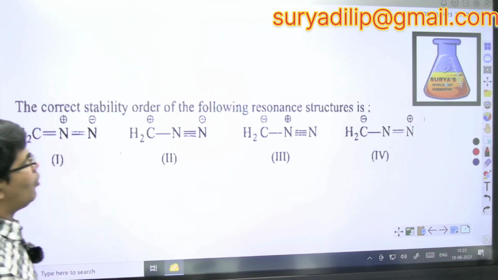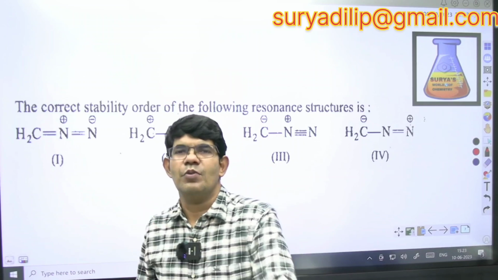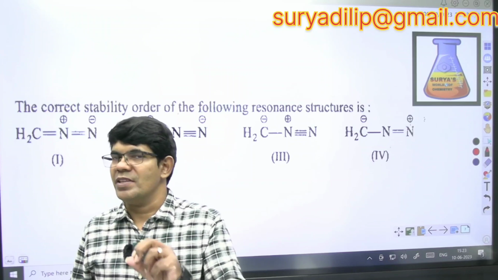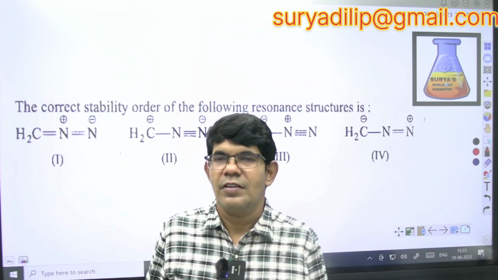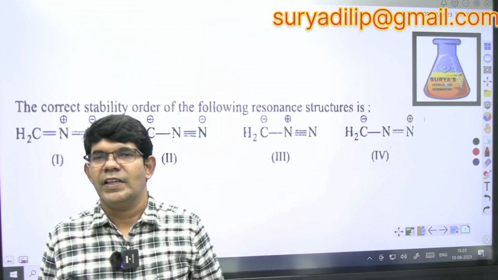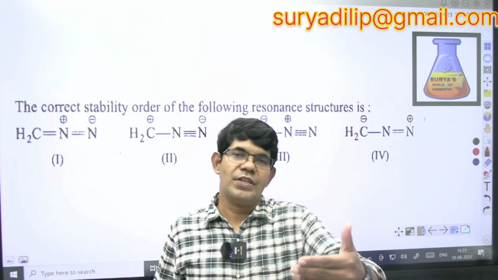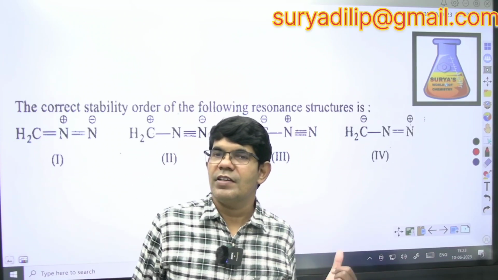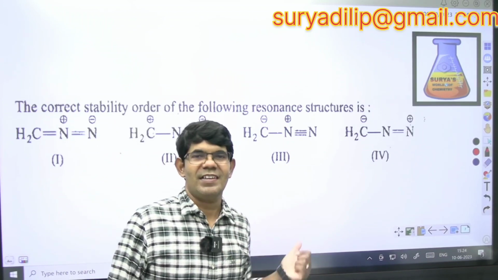The correct stability order of the following resonating structures. Students, I have picked up only those questions where students do make a mistake. It's not that the students are not aware of the concept; students are not aware of the correct approach. That is the reason I have picked up these questions. If you have seen the previous two sessions and this session, obviously the uniqueness in this session is that I have touched only on those concepts where students do make mistakes, right?